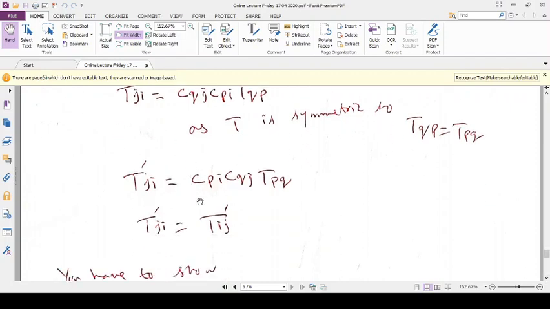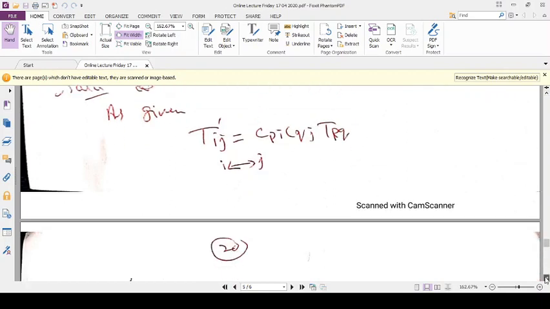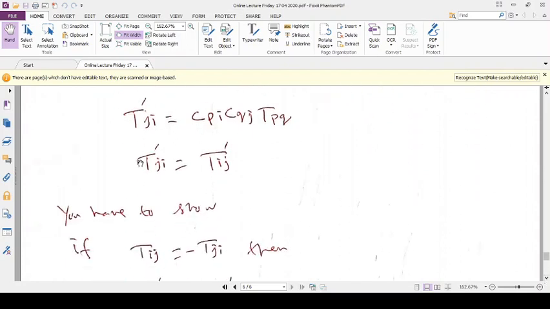So it would be T prime ij, because you can see that from the start here, Cpi Cqj Tpq equals T prime ij. So here we have the result T dash ji equals T prime ij. This is telling us that if we change the basis, your symmetric tensor will remain symmetric. The result of symmetry will not change.